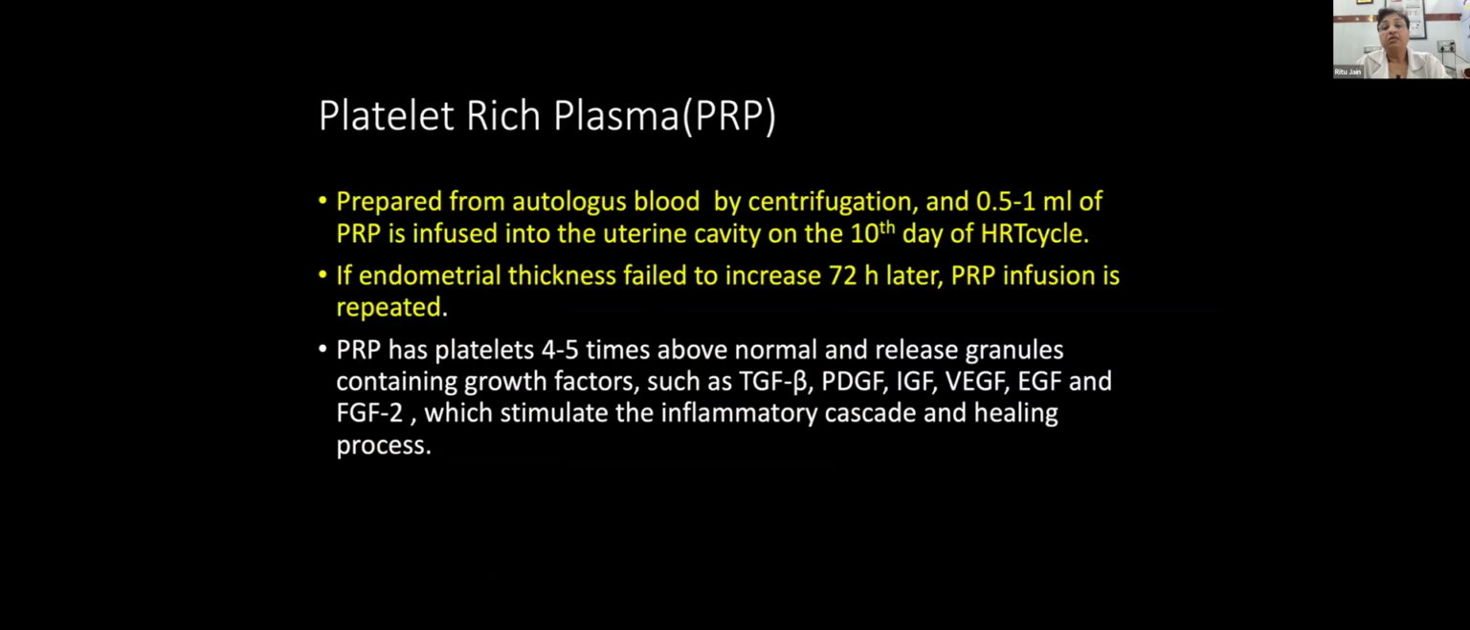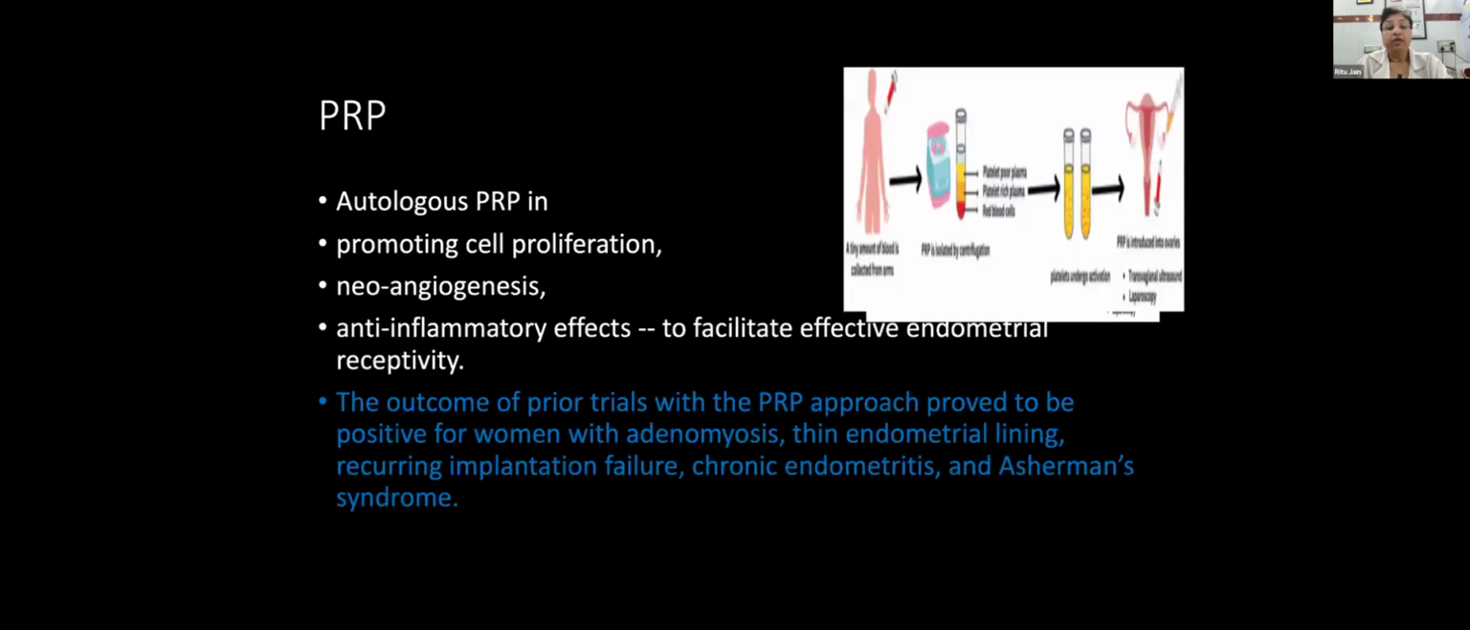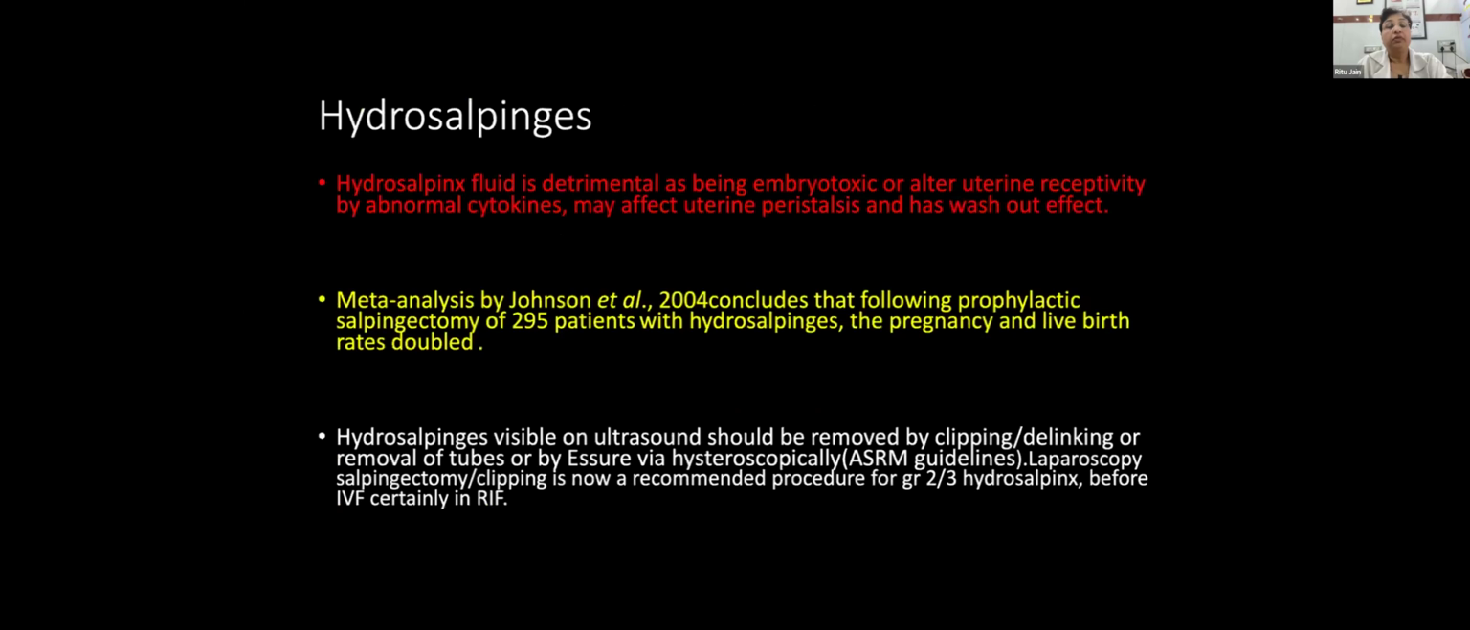What about PRP? It is autologous, the best point, and it is a thick concentrate of granules containing growth factors, which stimulate the implantation cascade and healing process. Same for peripheral blood mononuclear cells. It also helps in implantation. We know that PRP helps in patients of adenomyosis, thin endometrial lining, chronic endometritis, and Asherman. It really helps as it promotes neoangiogenesis, especially in scarred endometrium.